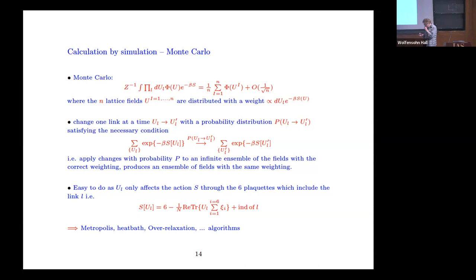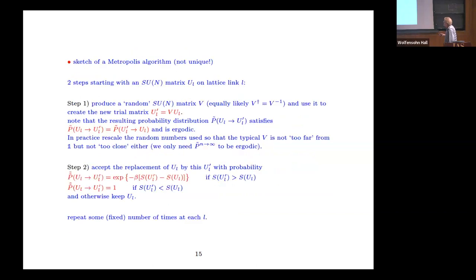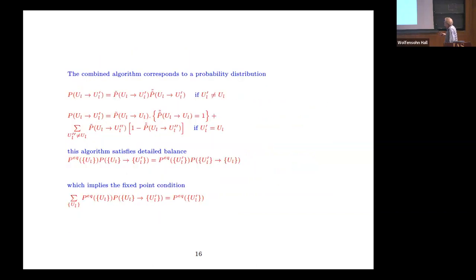That means it's effectively saying that the distribution is a fixed point of this kind of algorithm. If I keep applying it, it's a fixed point of that algorithm. And as I say, it's relatively easy to do here, just because the action is so local. Okay. No, I'm not going to sketch it.